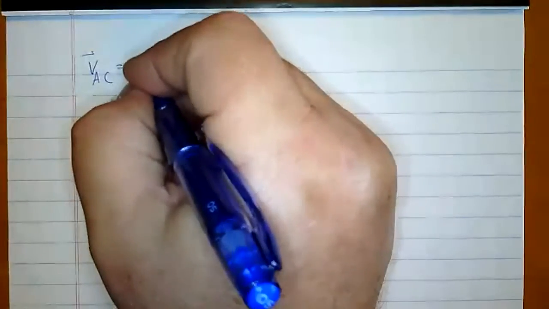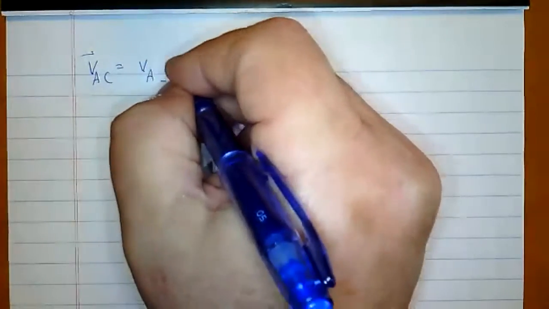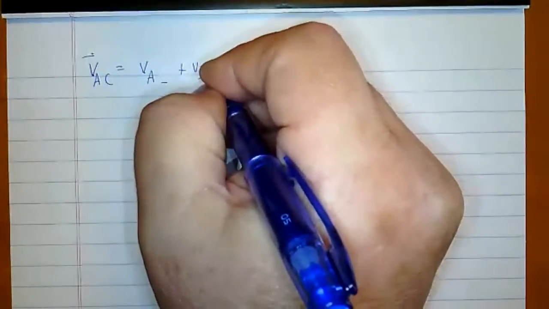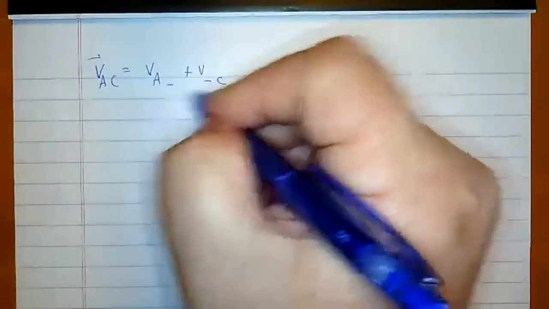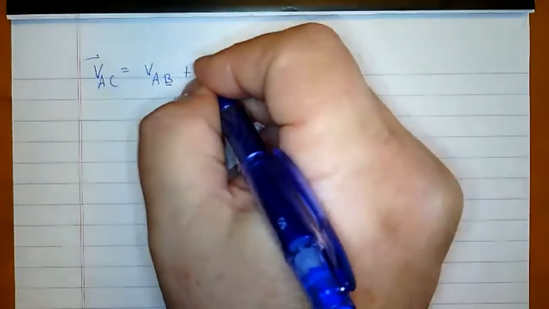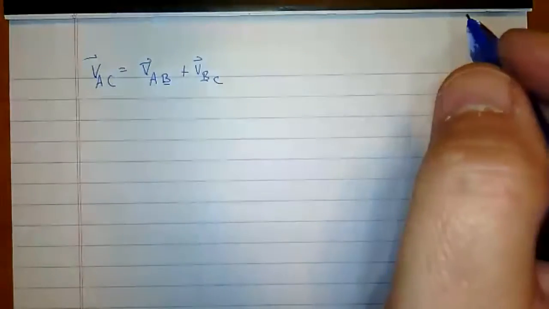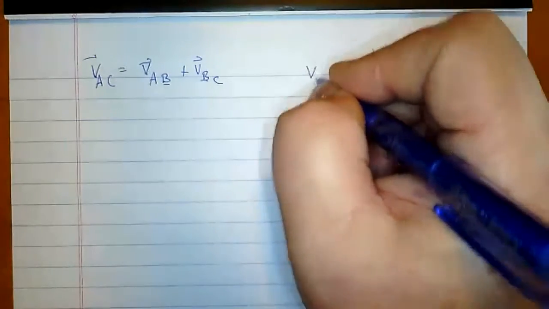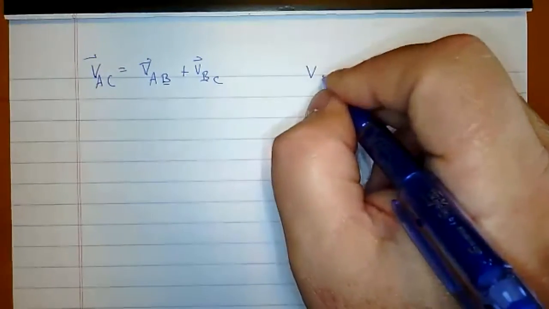But we had before that the velocity of A as seen by C is equal to the velocity of A as seen by something plus the velocity of something as seen by C, meaning the outer subscripts have to match, and then the inner subscripts have to match each other. So I could put, for instance, B and B, and I'd get a correct equation. That was Galilean relativity.